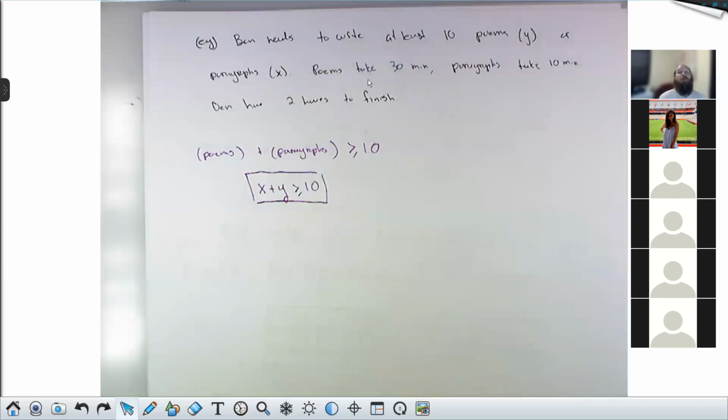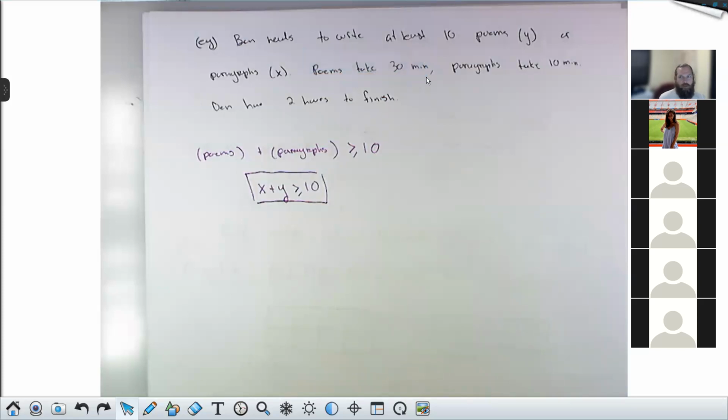Isn't it 30x plus 10y is like greater than or equal to like 120? Very close. Yeah, almost exactly correct. There's one tiny thing we've got to change. Is it less than or equal to? Yeah, that's it. So let me walk through that logic just to make sure what Lexi said there is perfect.